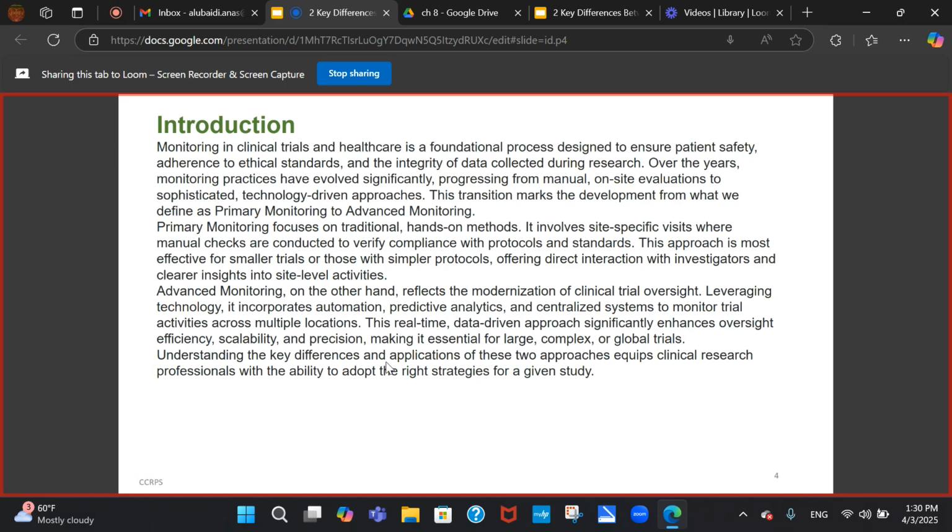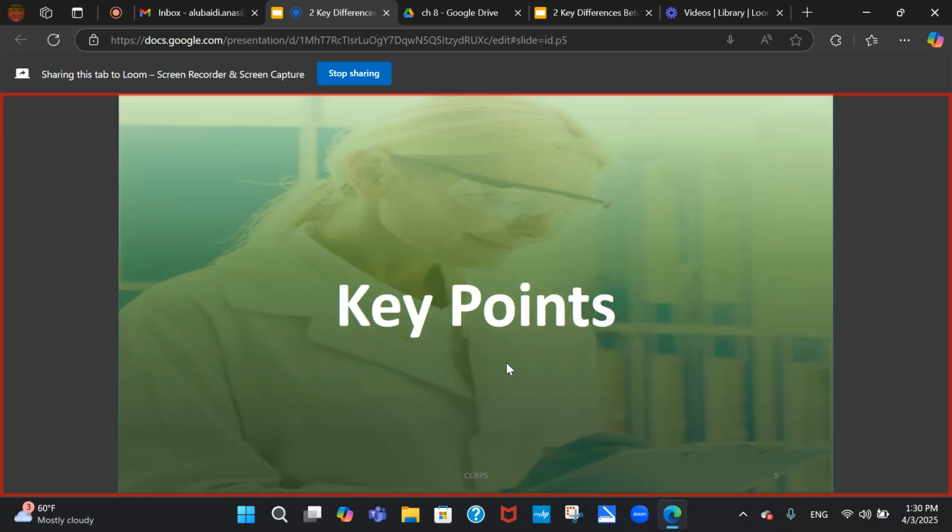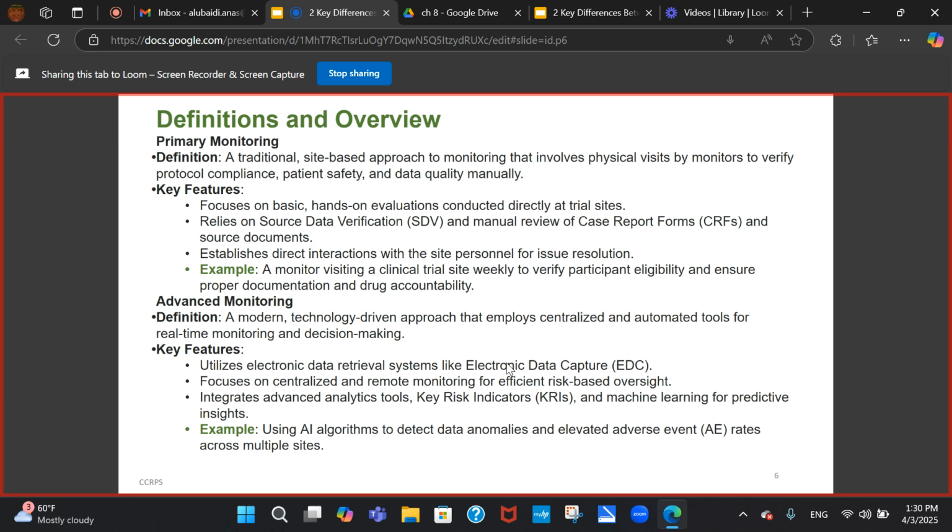Understanding the key differences and applications of these two approaches equips clinical research professionals with the ability to adopt the right strategies for a given study. Key points: here we have the definitions and overview.